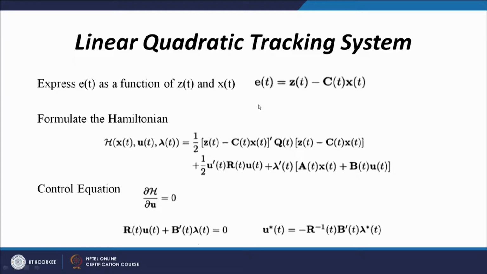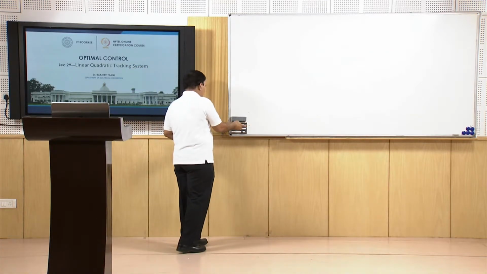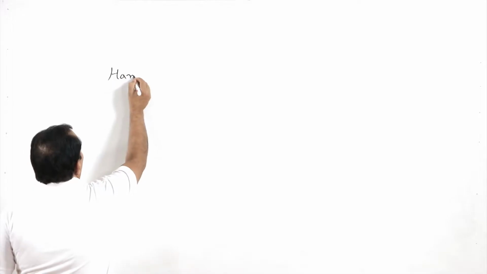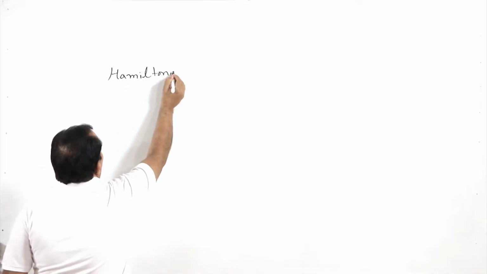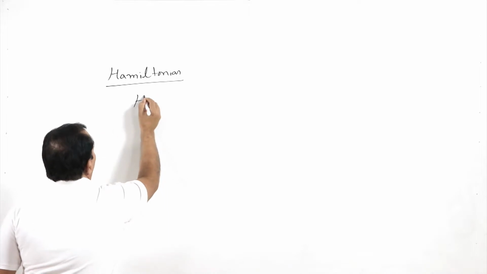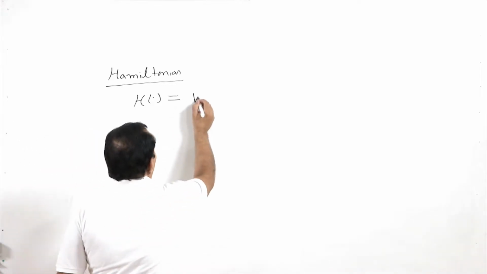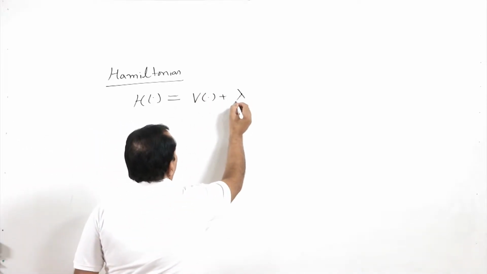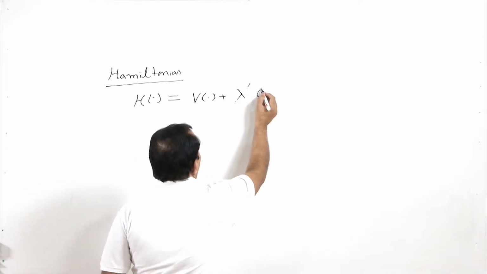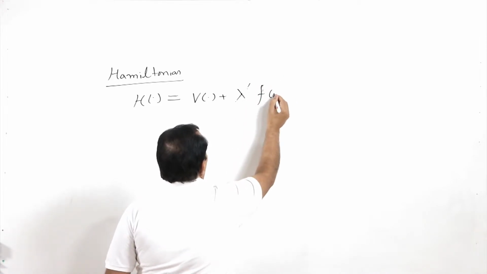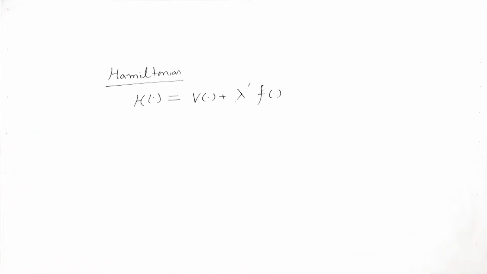This optimization problem we solve using the Hamiltonian approach. And what is my Hamiltonian? As we know, we define my H as V plus lambda prime F. What is my V?